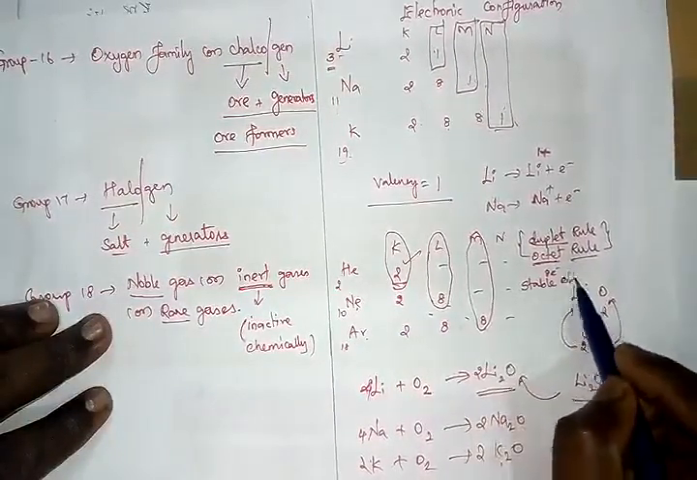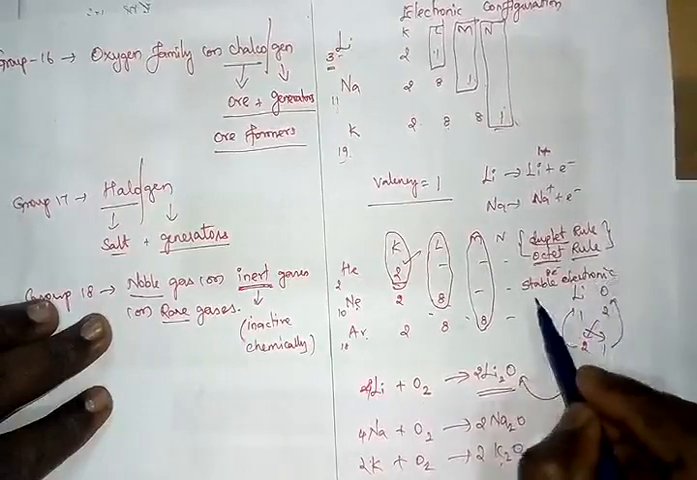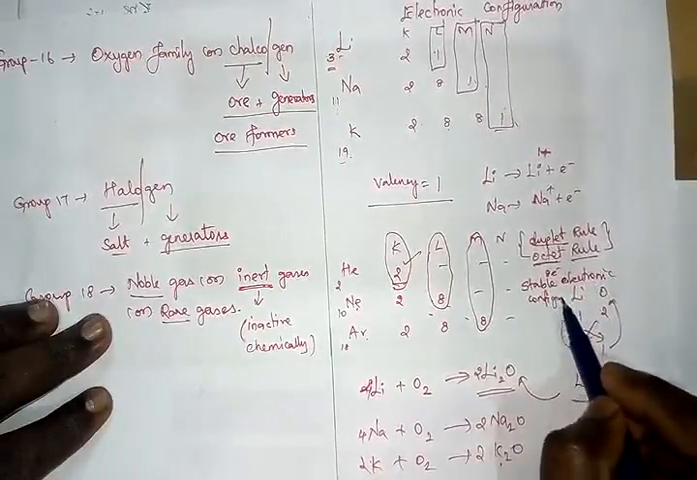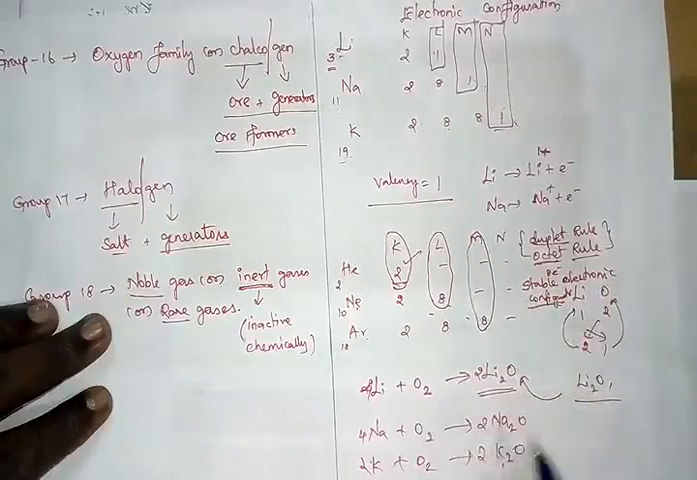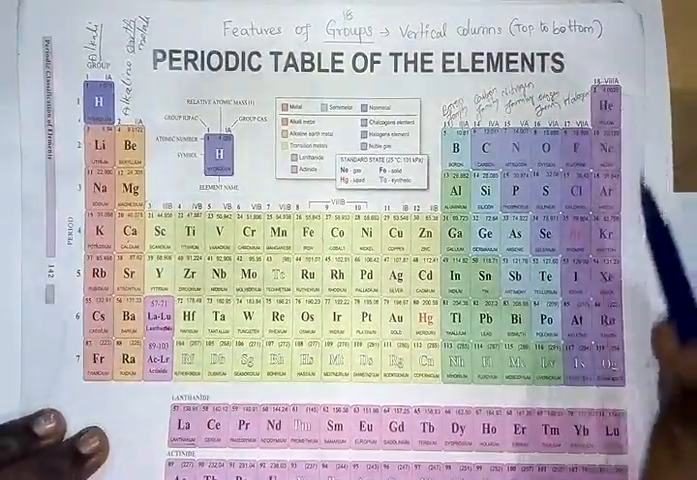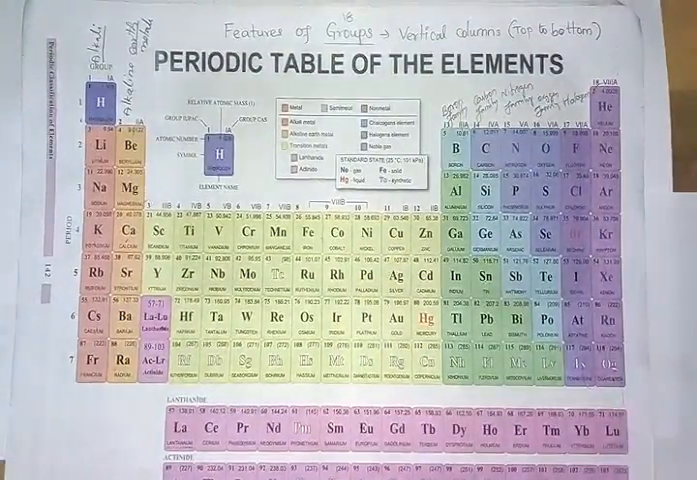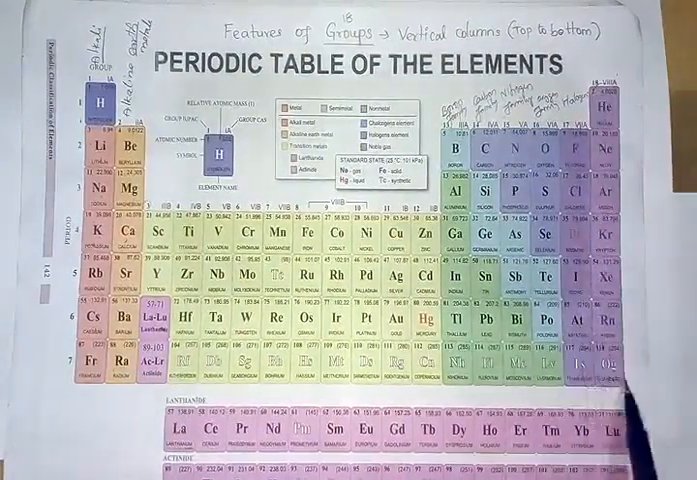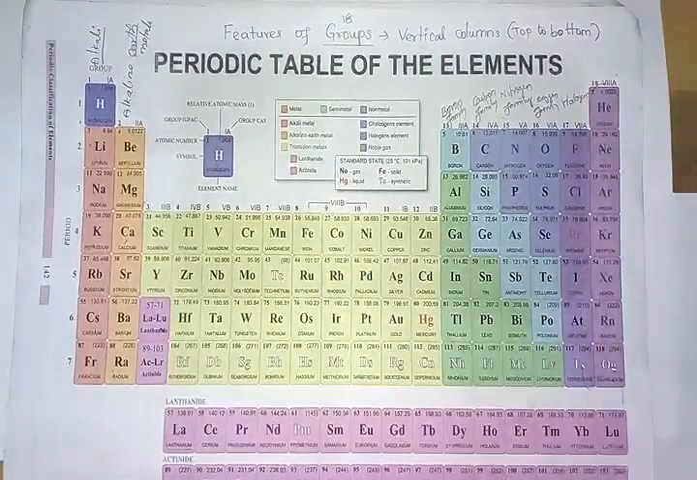So they are chemically inert. I can say this group is chemically inert. So they are unreactive. So in the last group, the valency is 0. That means they are chemically unreactive.